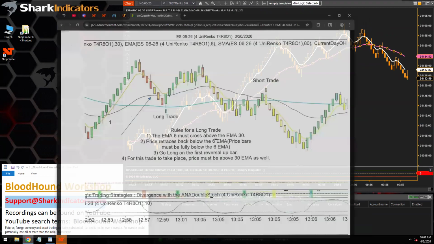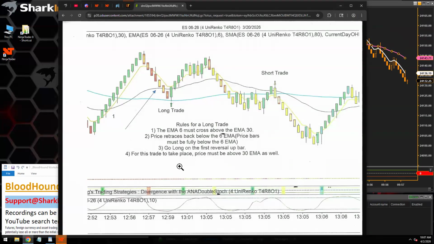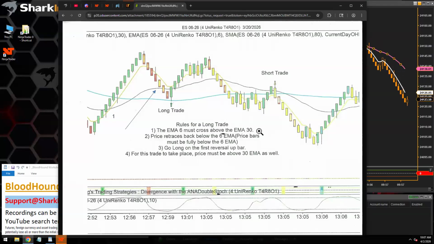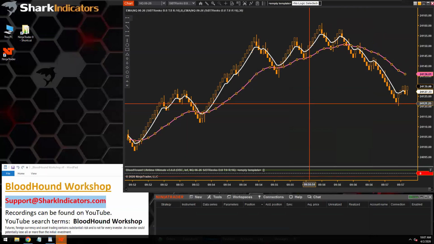Let's go through these one at a time. Rule number 1 is going to be the easiest. Is the EMA 6 above or below the EMA 30? Fast EMA above or below the slow EMA. We'll do that one first.